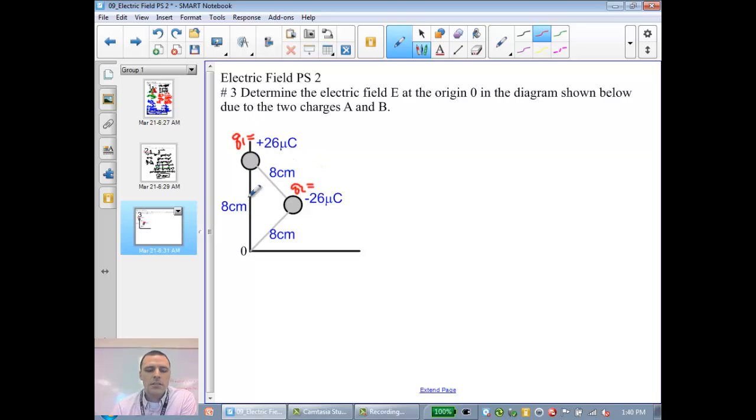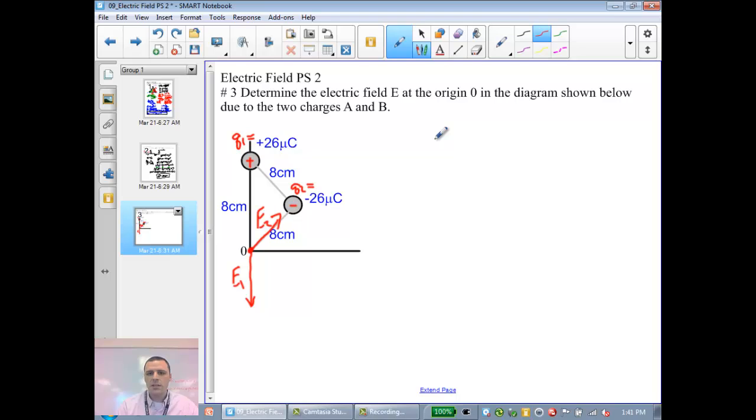Just for a little ease of labeling. And Q1 is positive, Q2 is negative. So at the origin point, the electric field due to charge 1 is going to be going down, away from charge 1. So I'll call that E1. And here, Q2 is negative, so the electric field will be going towards Q2. That's E2.